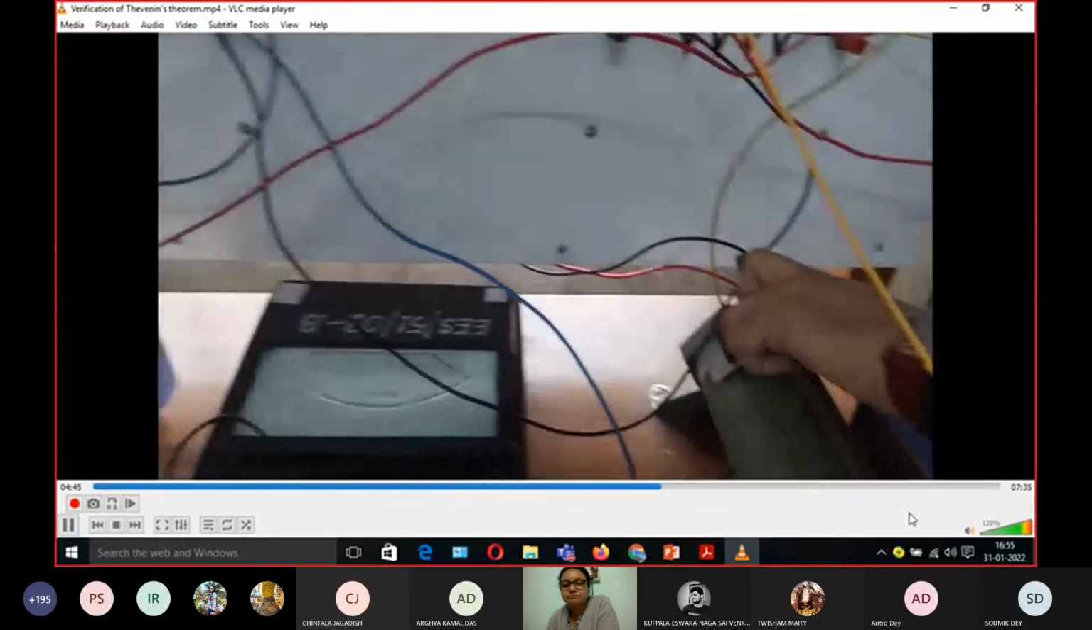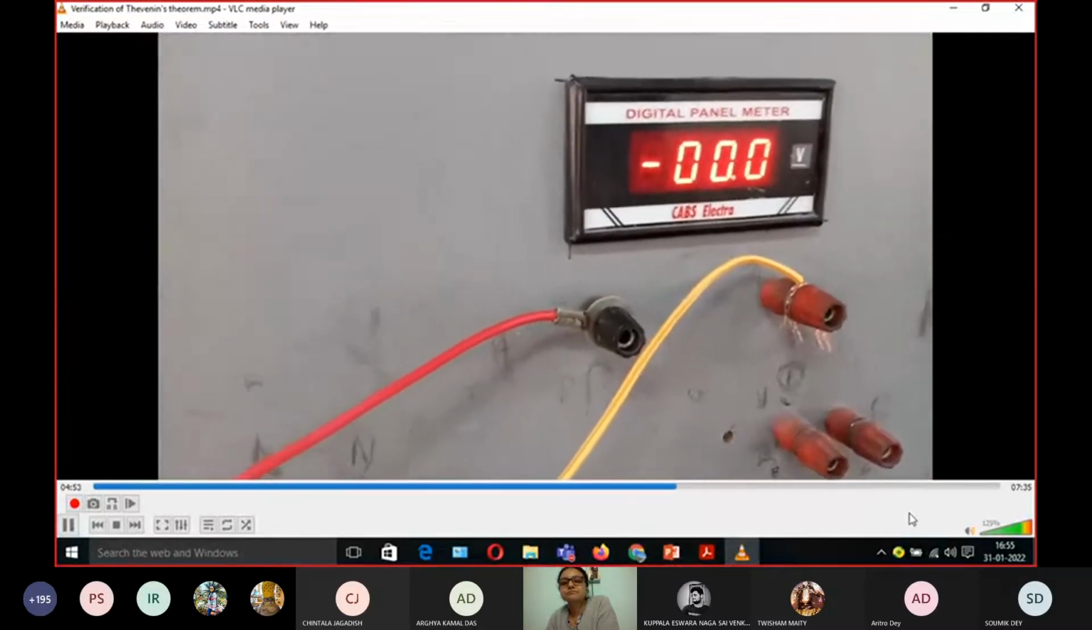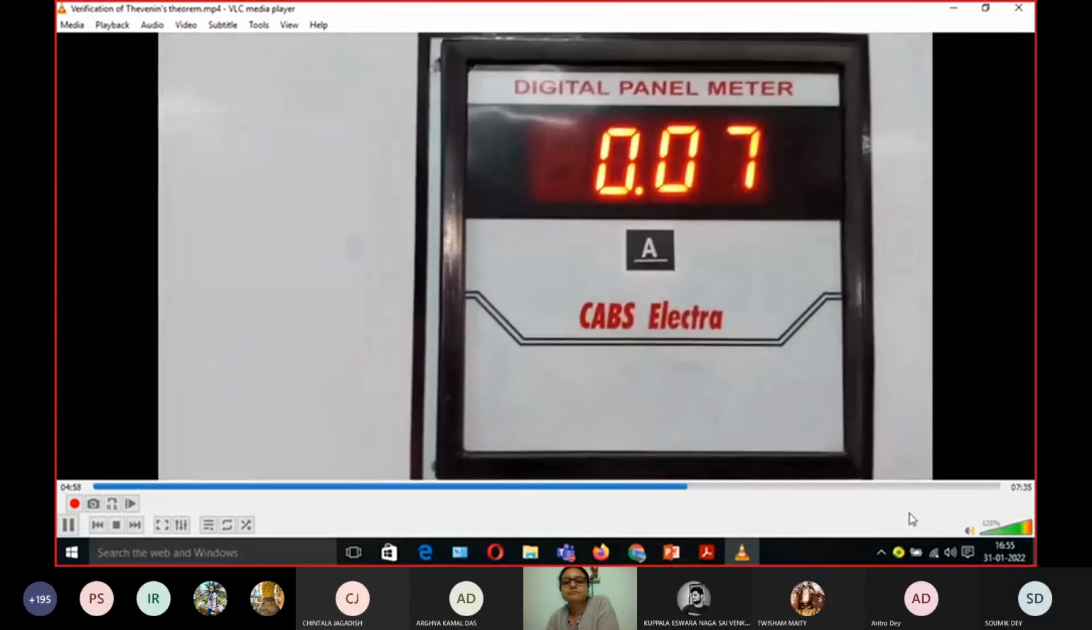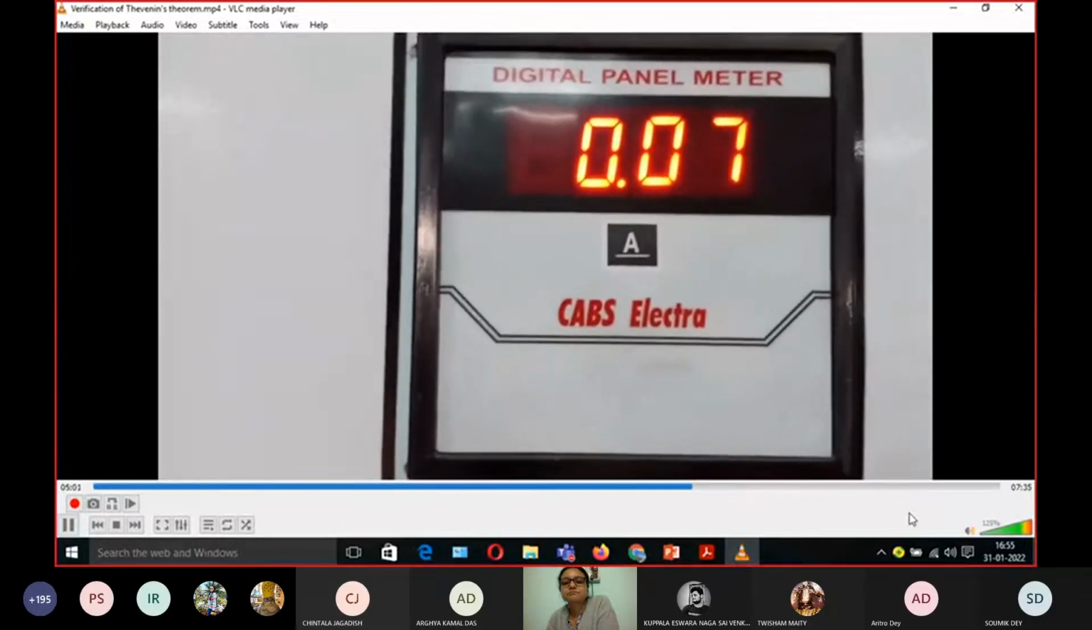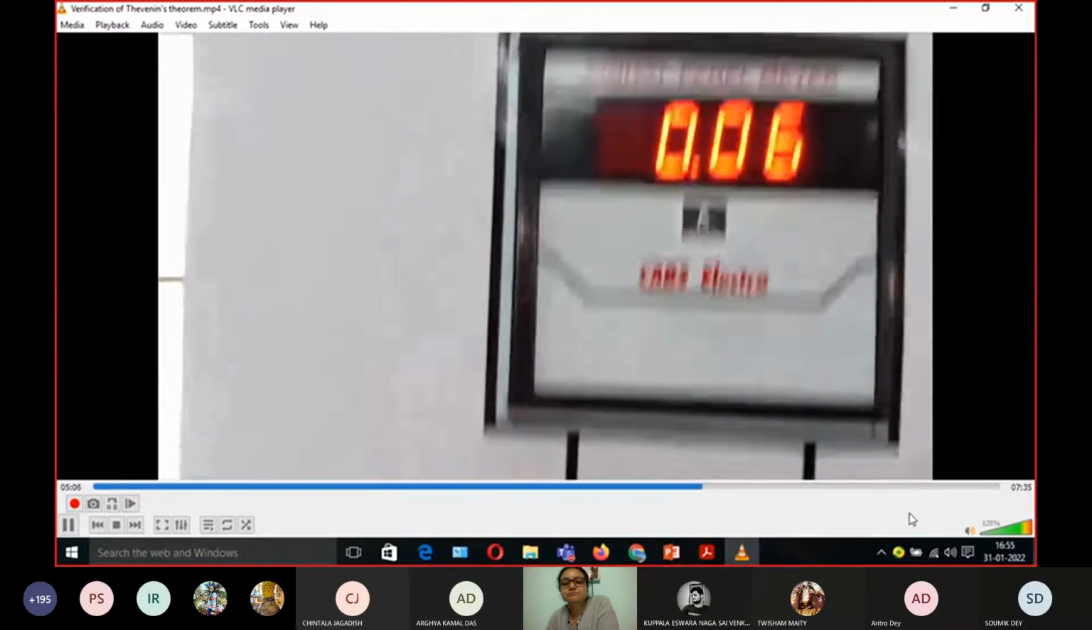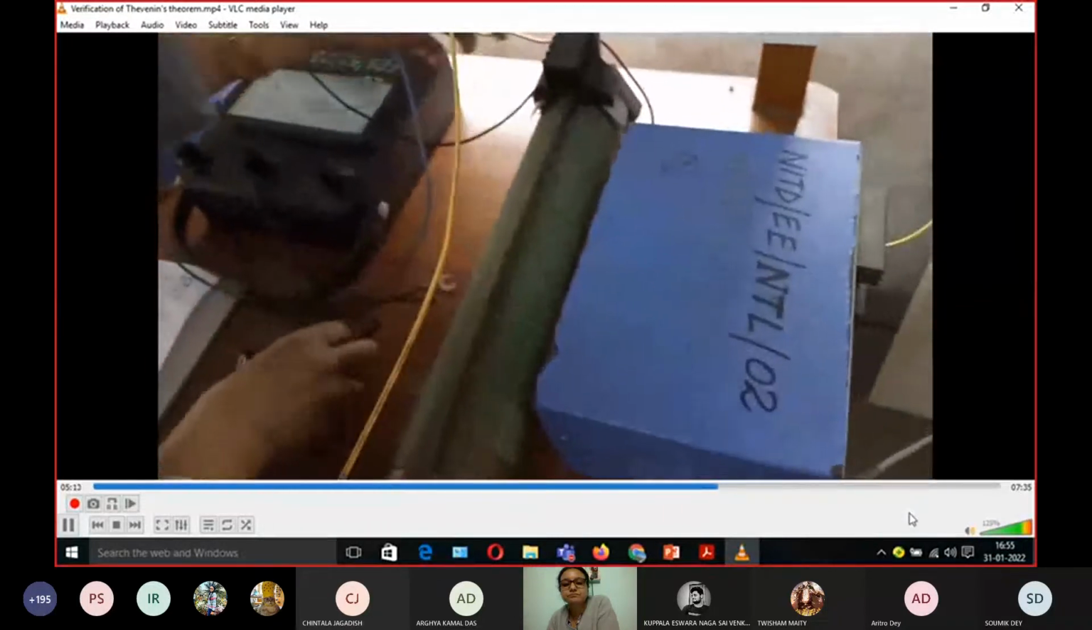So now we will short it. We have shorted. You can notice it from the voltage value, it is coming out to be 0 since it is shorted. And this is the I short circuit. So everybody can note it down. ISC, I short circuit, is 0.07 ampere, right?